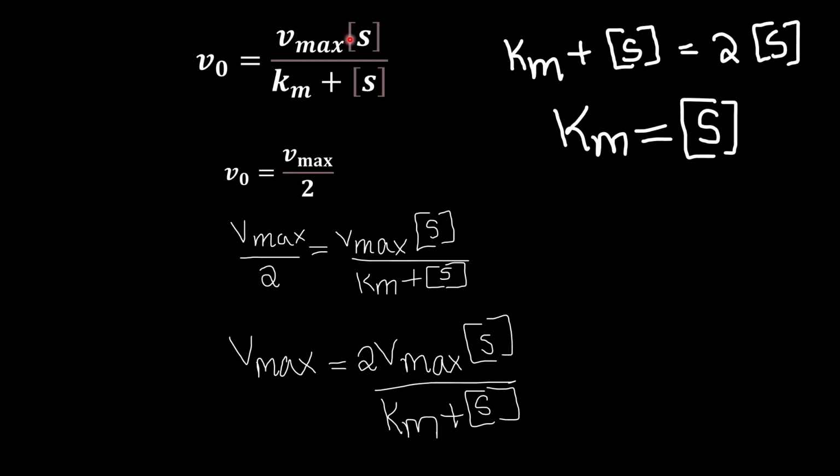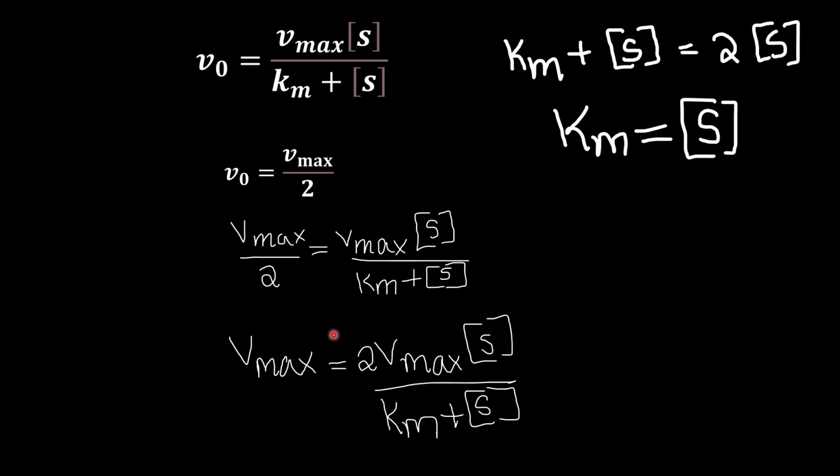Suppose this is the Michaelis Menten equation. Suppose we assume that the initial velocity is half of Vmax. We substitute V0 by Vmax by 2 in this equation. The right hand side remains the same. Vmax by 2 is equal to Vmax into substrate by Km plus substrate. We take the 2 here, that is 2 into Vmax into substrate concentration by Km plus substrate concentration.